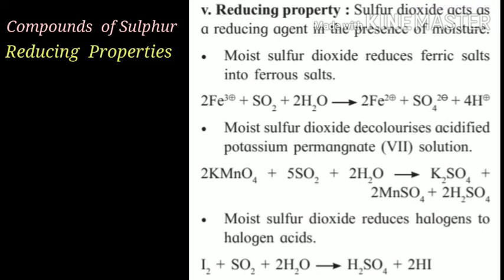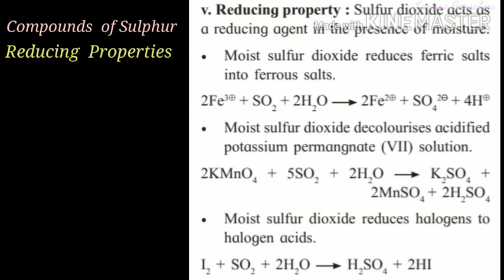Sulfur dioxide acts as a reducing agent in the presence of moisture. A reducing agent is an element or compound which loses an electron. Moist sulfur dioxide reduces ferric salts into ferrous salts. Ferric is Fe3+ and ferrous means Fe2+.